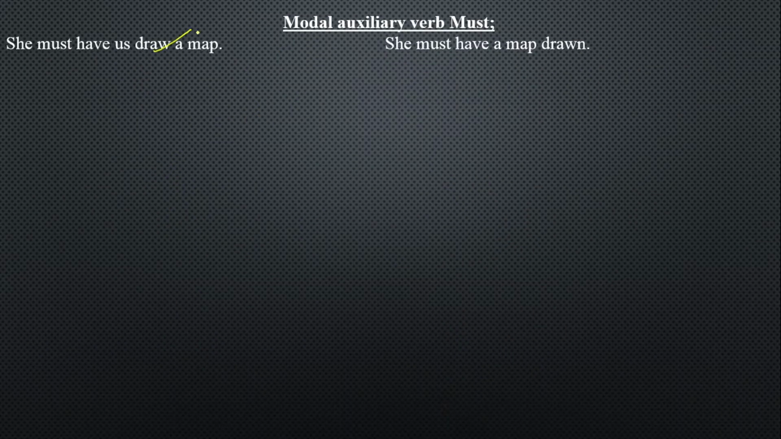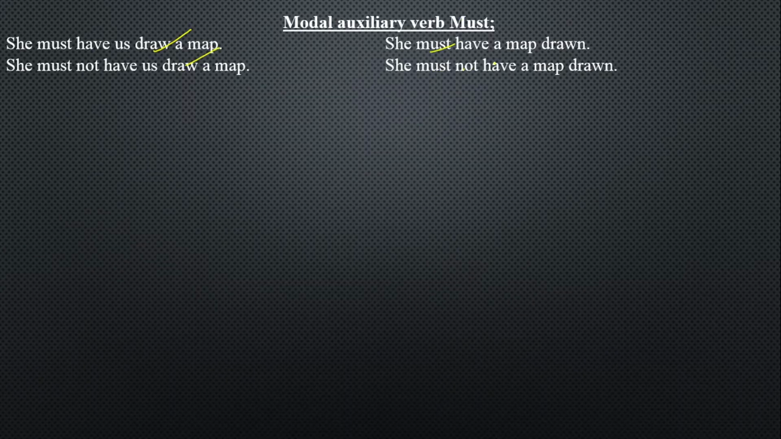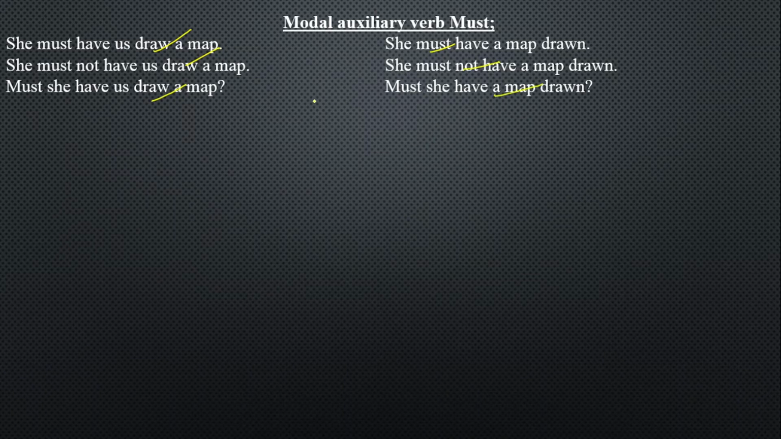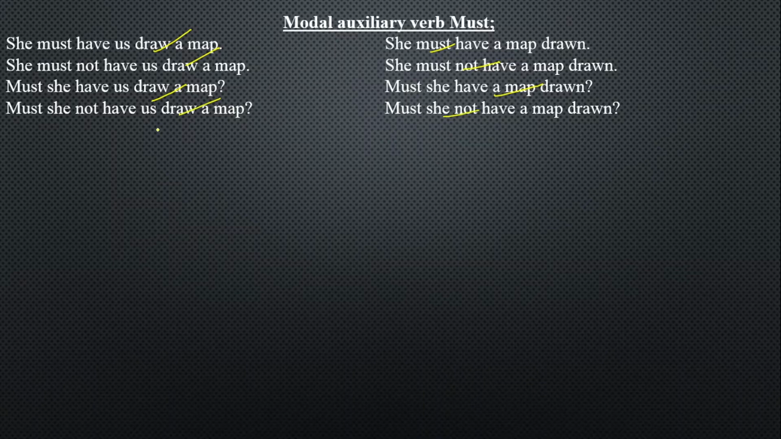Now we'll talk about modal auxiliary verbs. He must have us draw a map. He must have a map drawn. He must not have us draw a map. He must not have a map drawn. Must he have us draw a map? Must he have a map drawn? Must he not have us draw a map? Must he not have a map drawn? Mustn't she have us draw a map? Mustn't she have a map drawn?